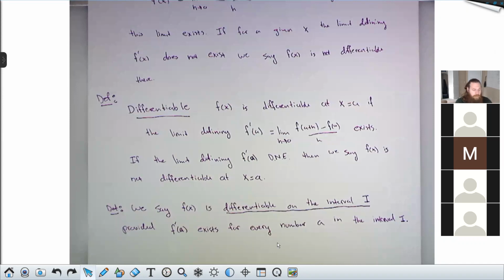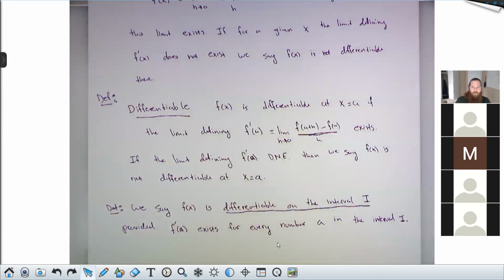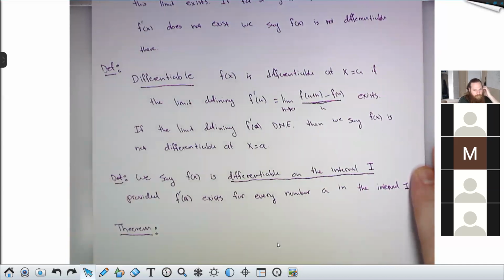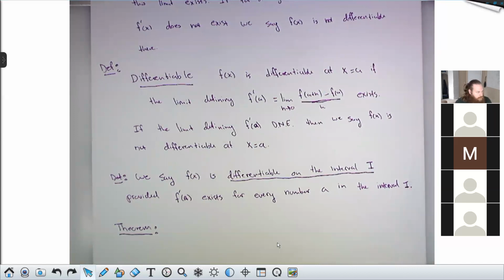So this should be familiar looking. It should feel like the definition of continuity. We said f is continuous at x equals a if some limit statement is true at a, and then we said f is continuous on the interval I if that limit statement is true for every number a within the interval I. So you might suspect that there's a theorem connecting differentiability with continuity. And I want you to conjecture about this theorem. We have 6 or 7 minutes left in class, so I want you to think about this theorem with me for a moment before we state it.